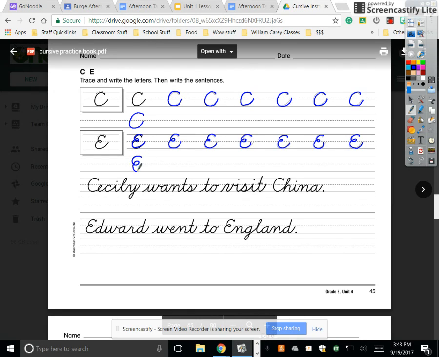Curve around the middle line, come down. Curve around the middle line, and come back up. Just like that. Just make sure you come up all the way, unlike I did on the first one. Curve around the middle line, come back up. Alright, it's like a backwards 3. Pretty simple. Then you're going to trace the words on the bottom.